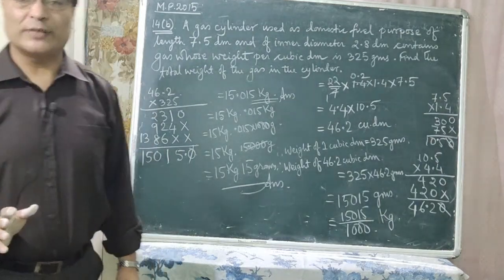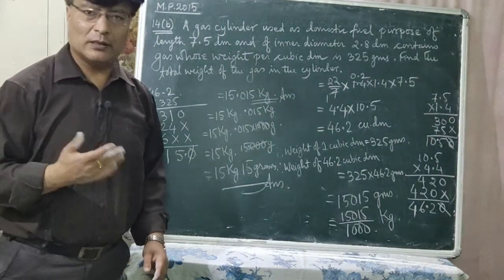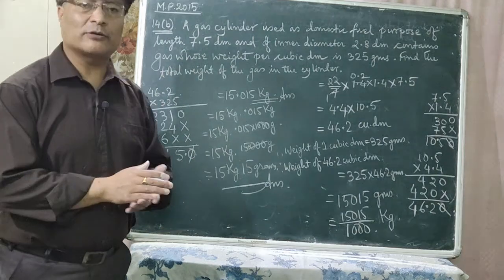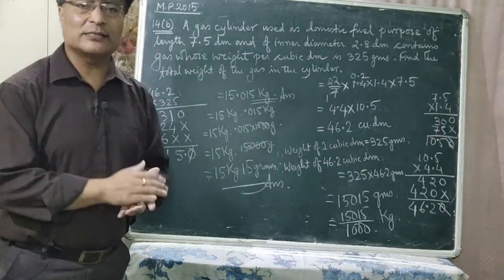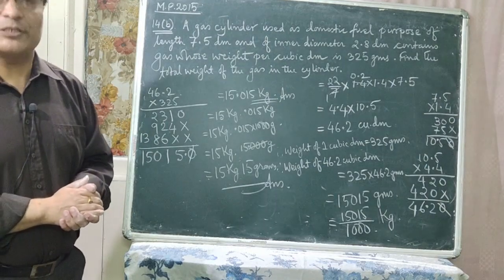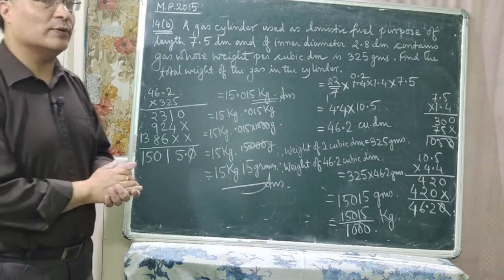Now this much is for today. We have done some problems from right circular cylinder. So we have finished this chapter today. In the next class we will do sphere. Okay, in the next class we will do sphere.